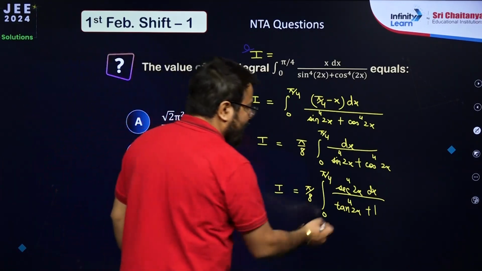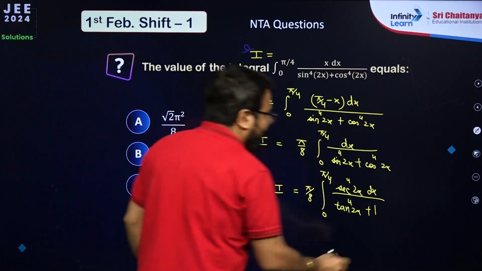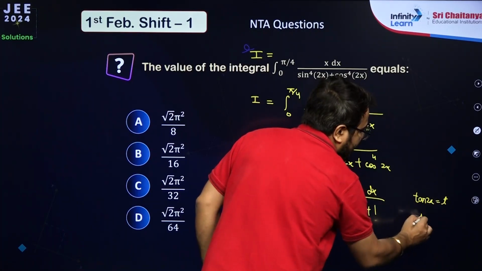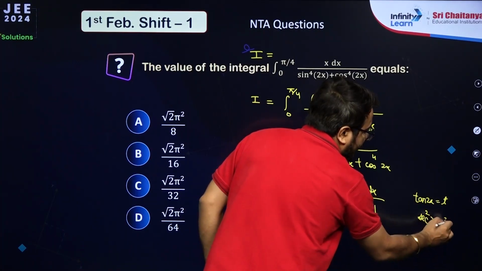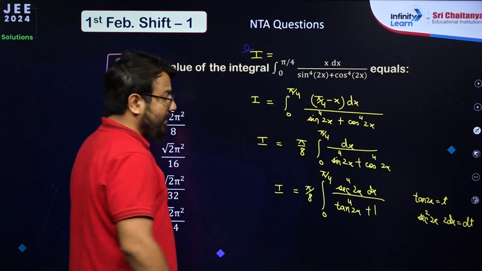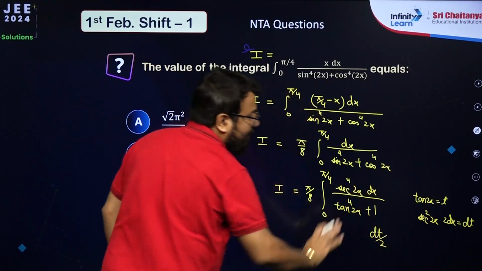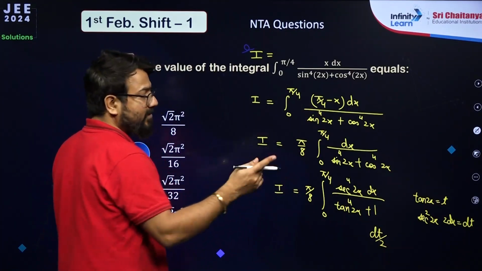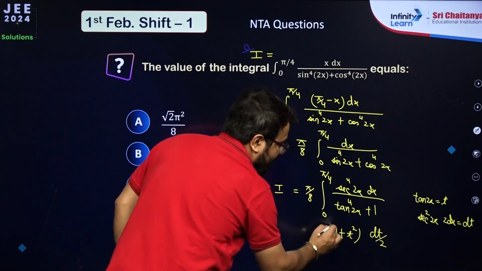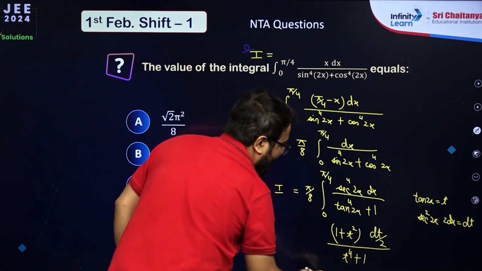Now my dear students, this sec raised to the power 4 can be converted as sec square into sec square. And my dear students, if I write the value of tan 2x as t, then sec square 2x, then 2 dx will be equal to dt. I hope this has been clear to you. So sec square 2x is there in front of you. I'll write its value. Dx value will be sec square 2x dx will be dt over 2. 1 sec square will be converted as 1 plus tan square which is t square, whole divided by, here we can see t raised to the power 4 plus 1.